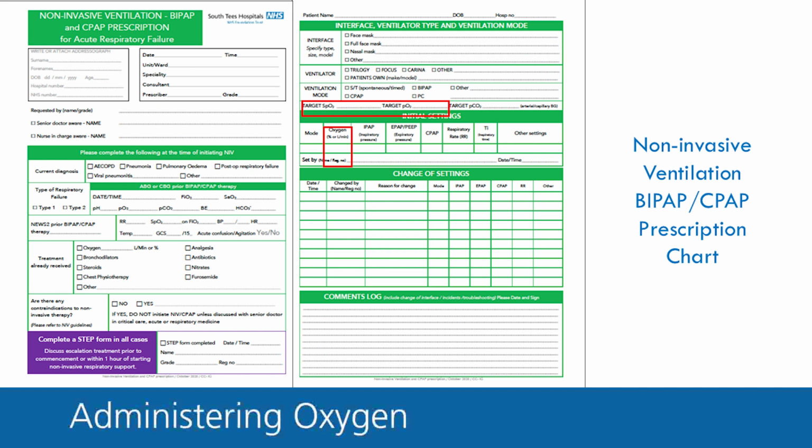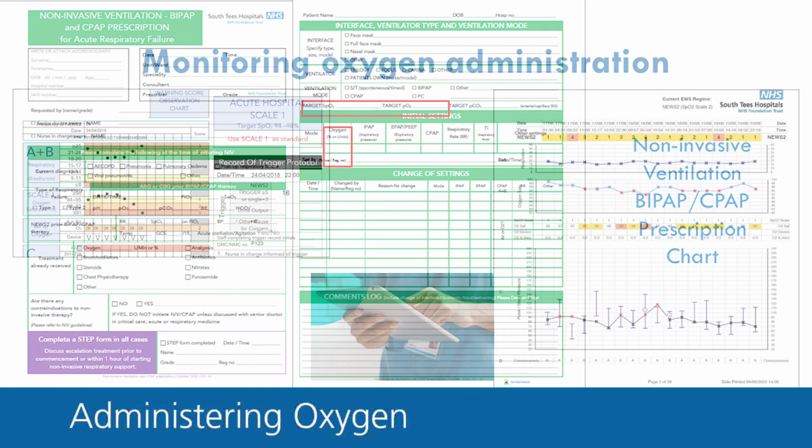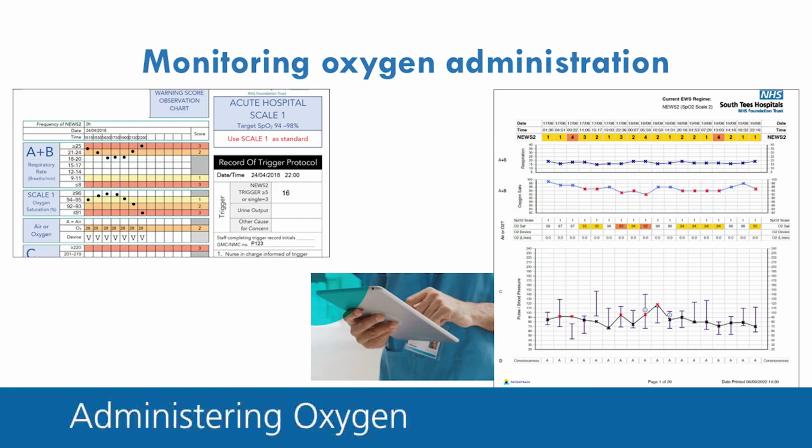This is the current paper form used to prescribe non-invasive respiratory support, BiPAP or CPAP. Please ensure oxygen saturation targets are documented alongside any changes in therapy. Patients on acute non-invasive respiratory support should be managed on the acute admission or respiratory support units or within the critical care areas. Here you can see examples of how supplemental oxygen therapy is monitored and documented on the paper or electronic clinical observation chart.